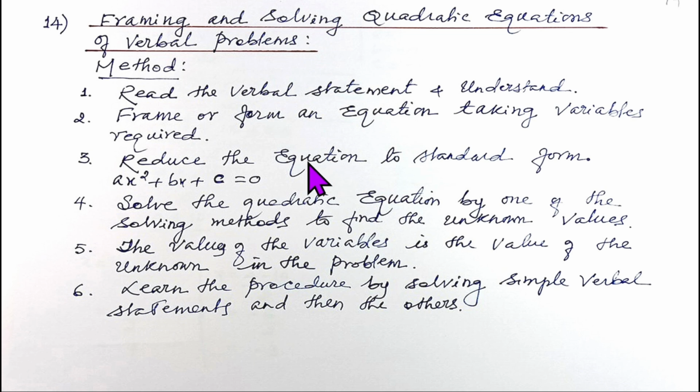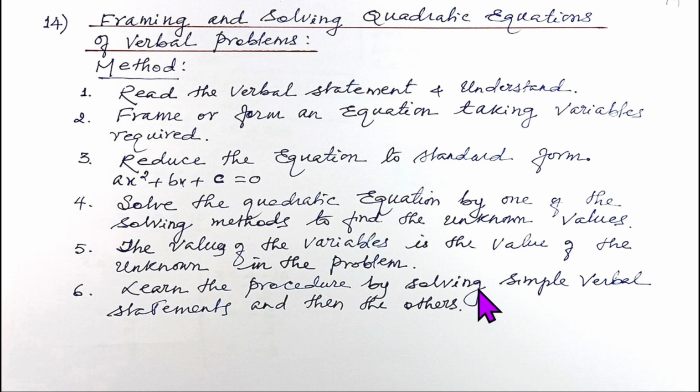After that, reduce the equation to a standard form. This is the third step. Reduce it into standard form, that is x square plus bx plus c equal to 0. Then solve this quadratic equation by one of the solving methods to find the values of the variables, and you can use the quadratic formula also. The values of the variables are the values of the unknowns in the problem. So learn the procedure by solving simple verbal statements first and then go for other lengthy and difficult statements.